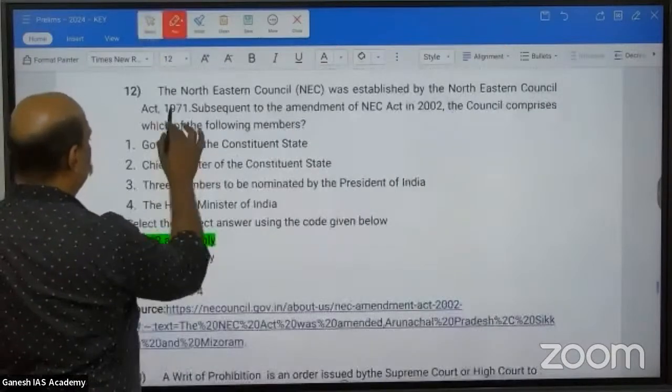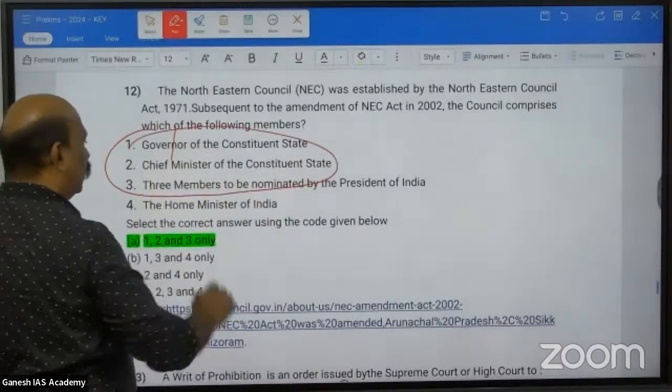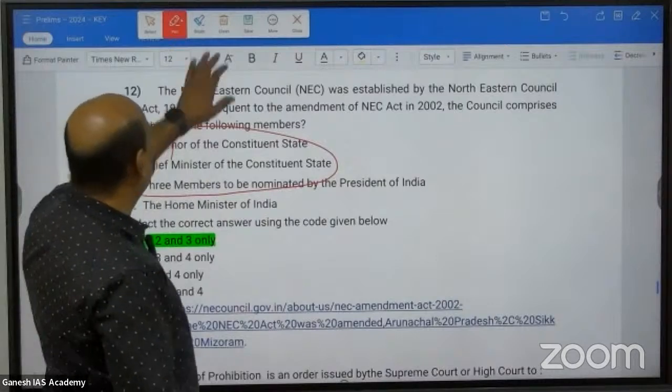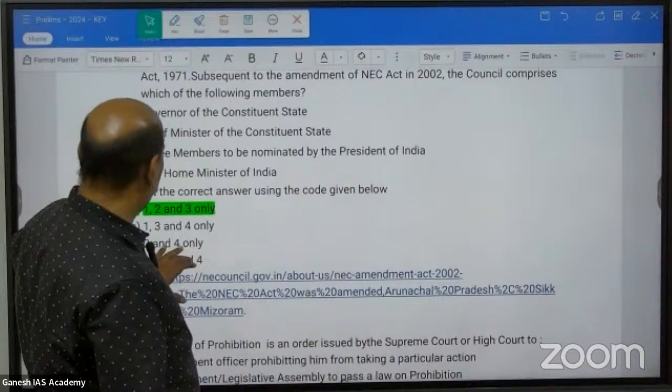This is a factual question. These are the three members, not the Home Minister, but firstly, the Governor of the State, the Chief Minister of the Constituent State, and three members to be nominated by the President of India.